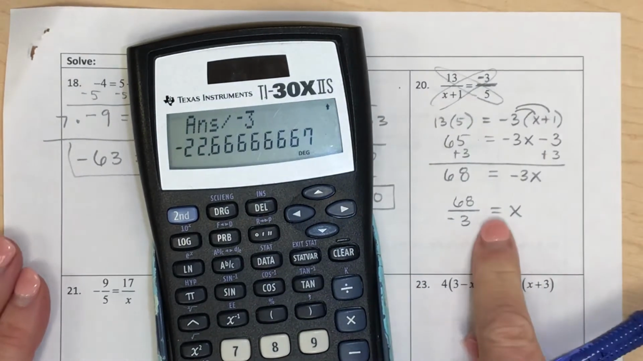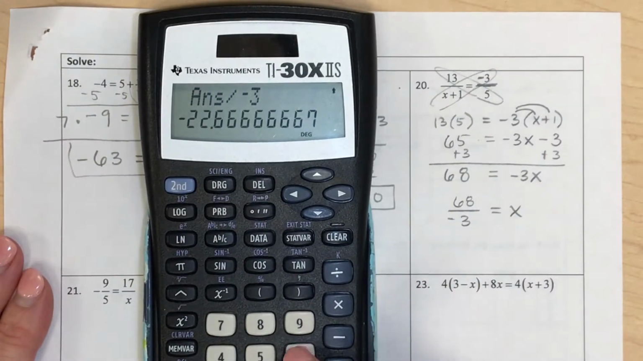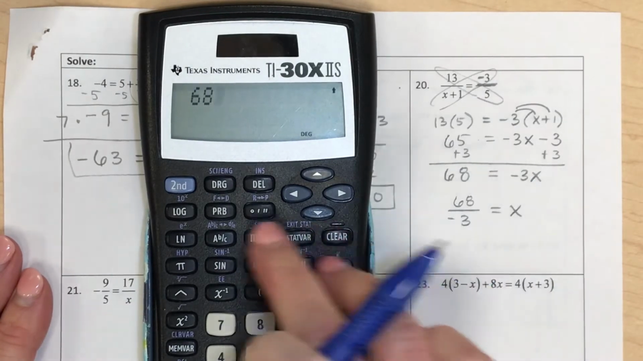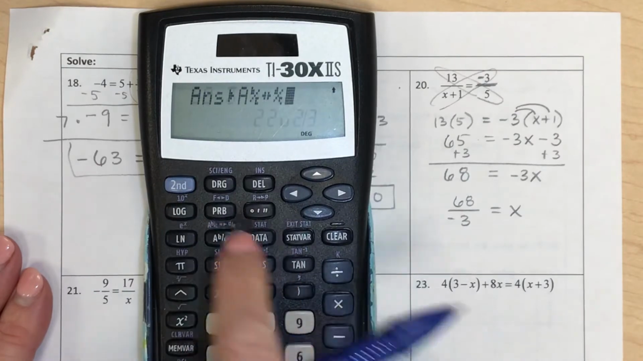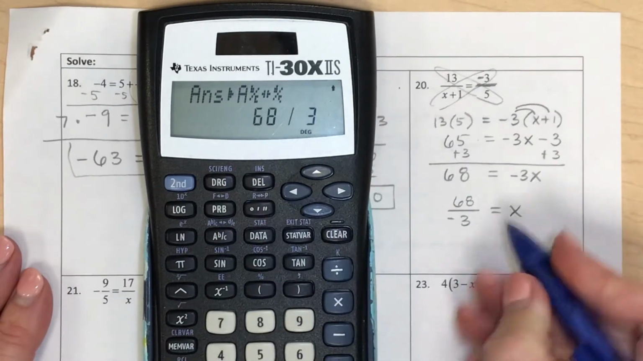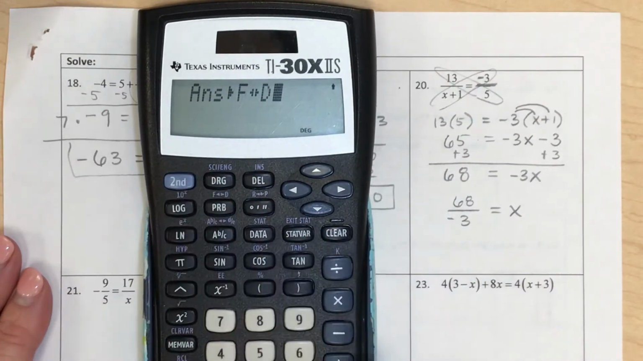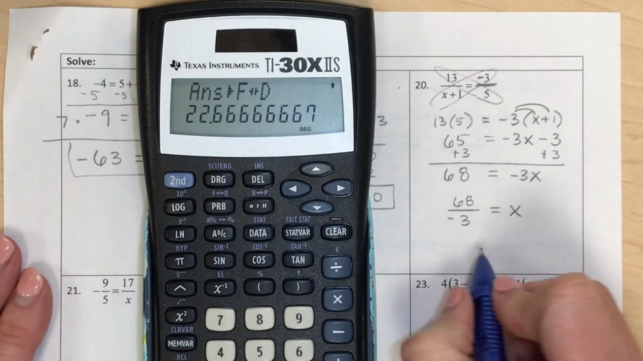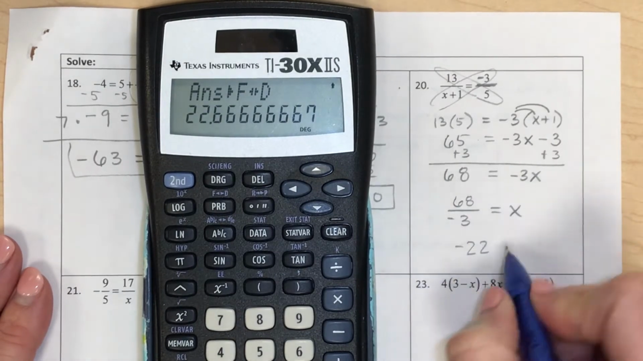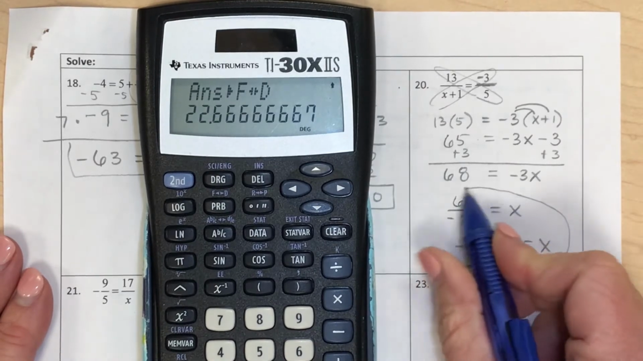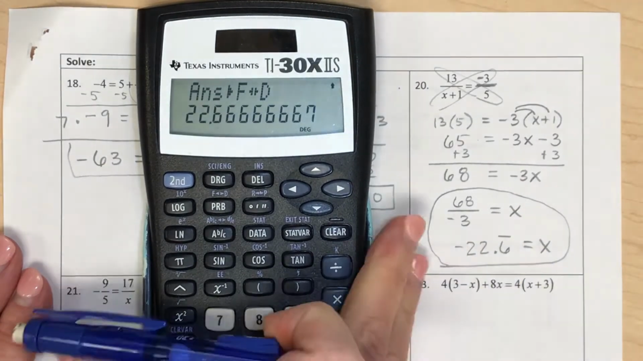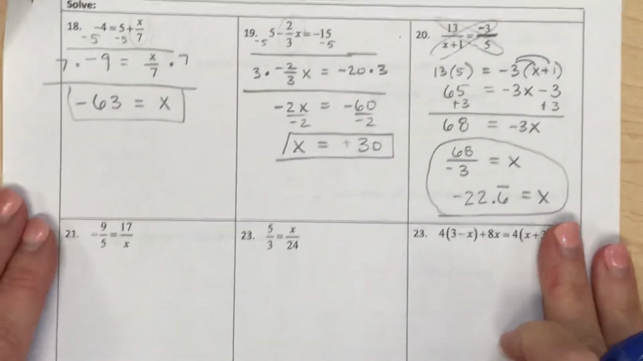Ask your teacher how they want you to write this. But if you do 68 and a fraction, 3, you could write 22 1/3. Or, yeah, 68 thirds. You could leave it like that, or you could convert it to a decimal. 22, mine's negative 0.6 repeating. So just listen to how your teacher wants you to write it. I'm going to leave mine in both improper and decimal form.